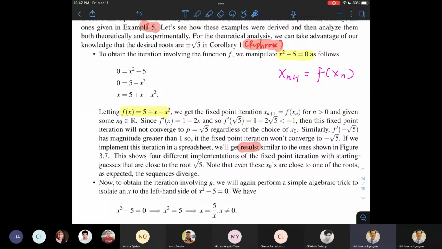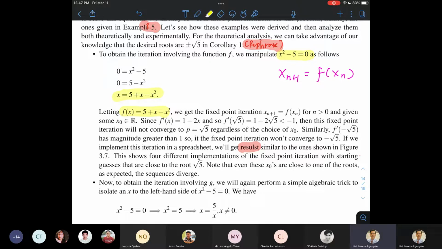Now, I'll just play around and do some algebraic manipulations to x squared minus 5 equals 0. Okay. So, copy ko yan over. And then, ano yung nangyari? Nag-multiply ako both sides by a negative 1. And then, after this, I added x to both sides of the equation. So, and then, ultimately, I got this. X equals 5 plus x minus x squared.